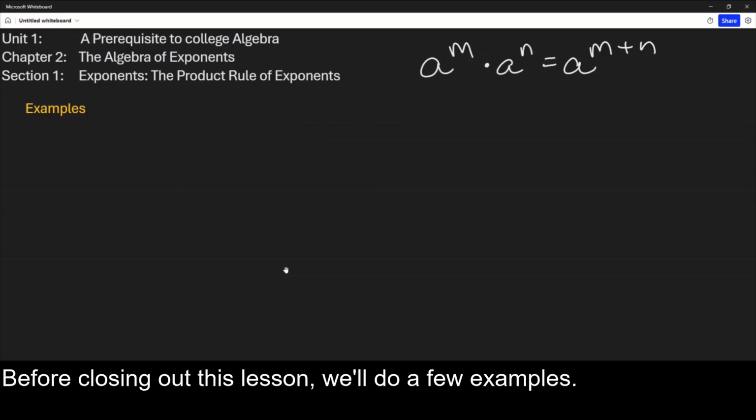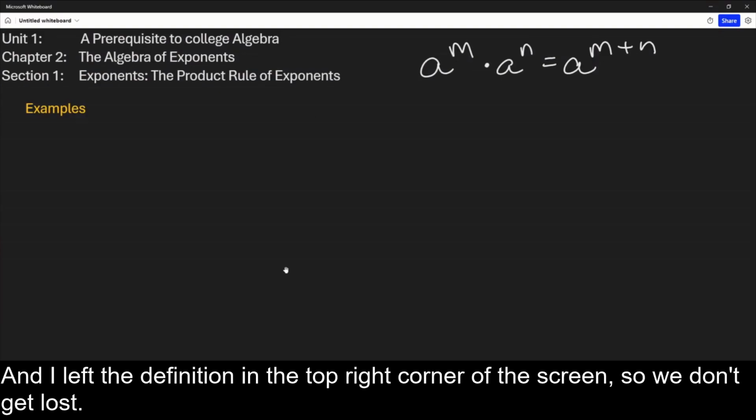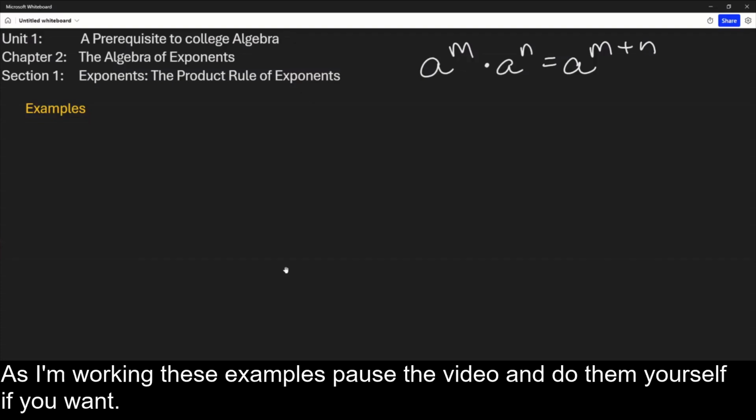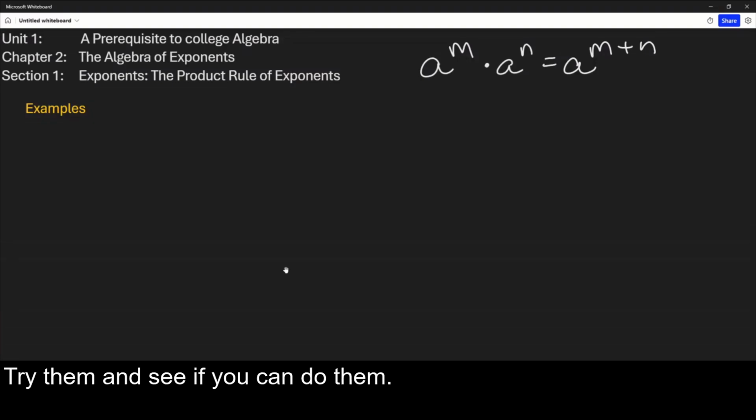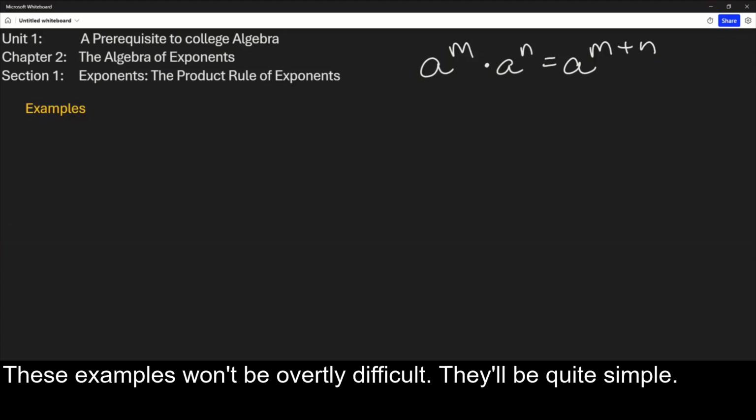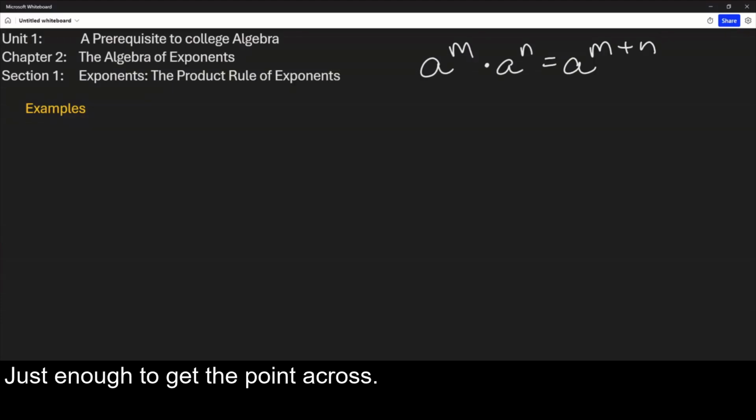Before closing out this lesson, we'll do a few examples. And I left the definition in the top right corner of the screen so we don't get lost. As I'm working these examples, pause the video and do them yourself if you want. Try them and see if you can do them. These examples won't be overtly difficult. They'll be quite simple, just enough to get the point across.